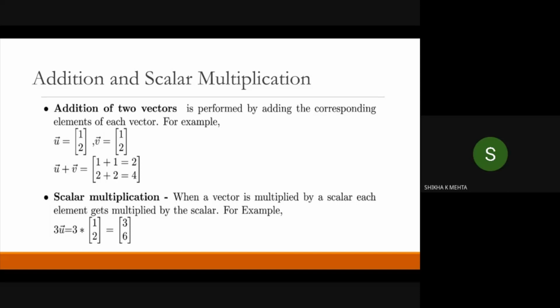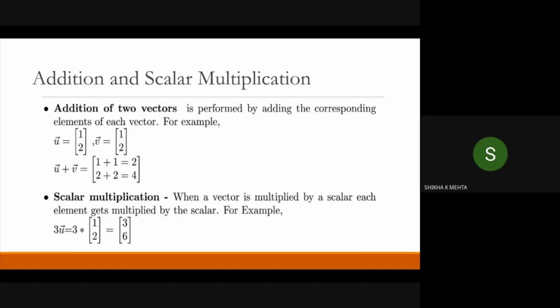So the addition of two vectors: when we add two matrices or two vectors, the corresponding elements of the two vectors are added. After the addition, we get a new vector with the same size only. Another operation is scalar multiplication.